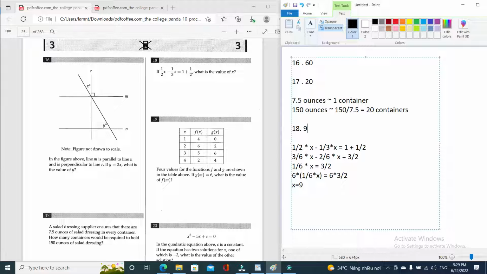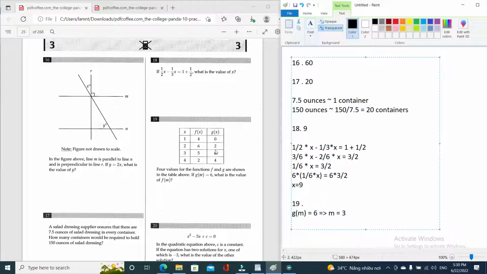Okay. So number 19. Okay, so number 19, we have to look at the table. If they give us x, we can find f of x and g of x, and if they give us g of x and f of x, we can find back x. So we know that g of m equals 6. So here 6 corresponds to m equal to 3. So m is equal to 3, right? Because you just look back from this column here.